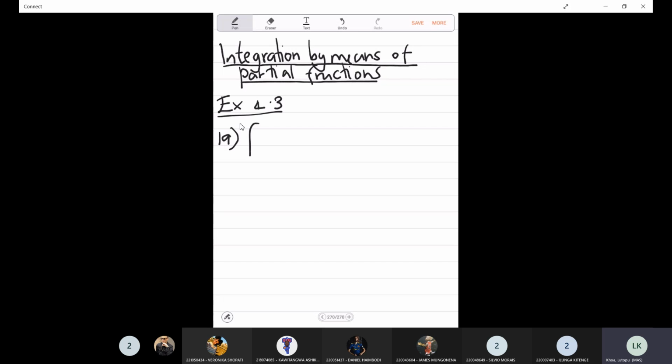Number 19, we have to integrate x to the power of 3 minus 3x squared plus x minus 1 over x squared minus 4x plus 4 dx. Okay, so we want to integrate this. Obviously, you may think, can I not make the derivative here? No, you cannot. So what you should do is decompose this into its partial fractions.